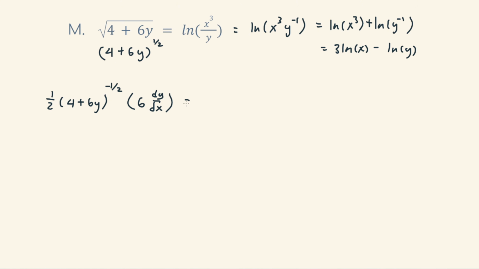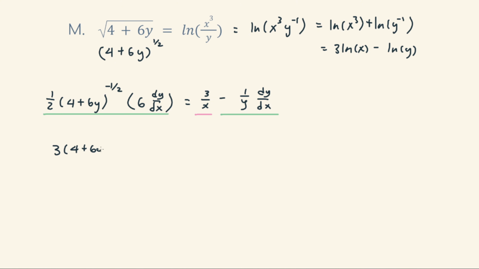Okay? And then on the right side here, the derivative of 3 ln x, that's 3 times 1 over x, or 3 over x. Okay? Minus the derivative of ln y is just 1 over y times dy over dx. Okay. Now we've got a term here with dy over dx, same over here, and this guy does not have dy over dx. So I'll keep him on the right. I'll take these two and put them on the left, and then factor out the dy over dx. All right. So we have a 1/2 here, and we have a 6 over here. So I'll write that as a 3.